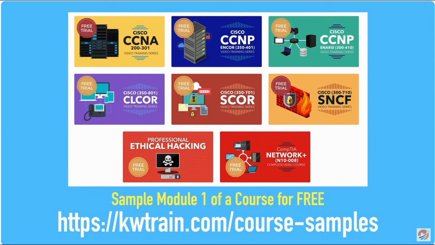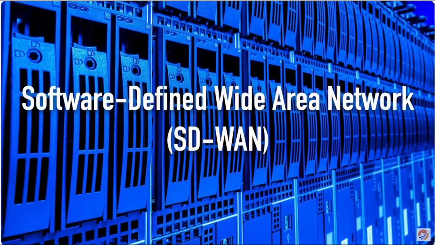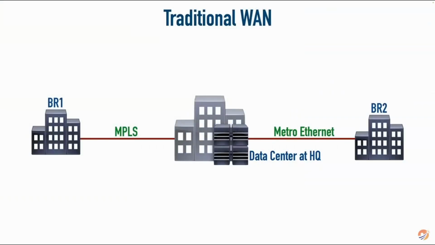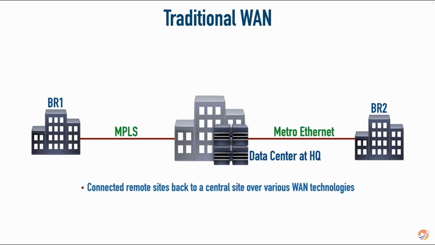Now, let's take a look at SD-WAN, which stands for Software-Defined Wide Area Network. And to understand the benefits of SD-WAN, let's first consider a traditional WAN. In a traditional WAN, we had our remote sites that connected to our central site. Maybe there was a data center at that central site, and we could use a variety of WAN technologies to do that. Here are a couple of examples.